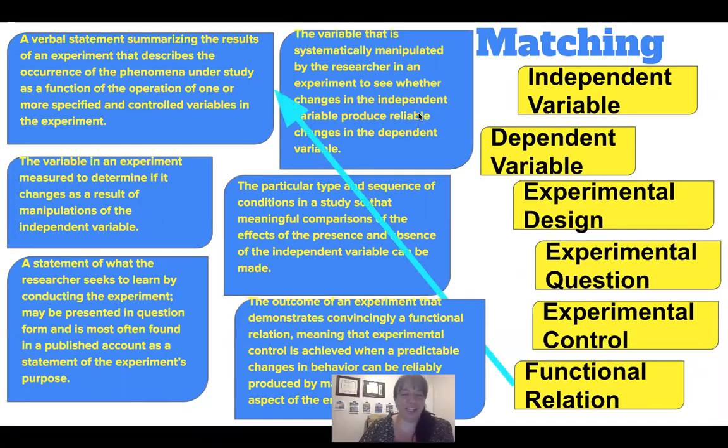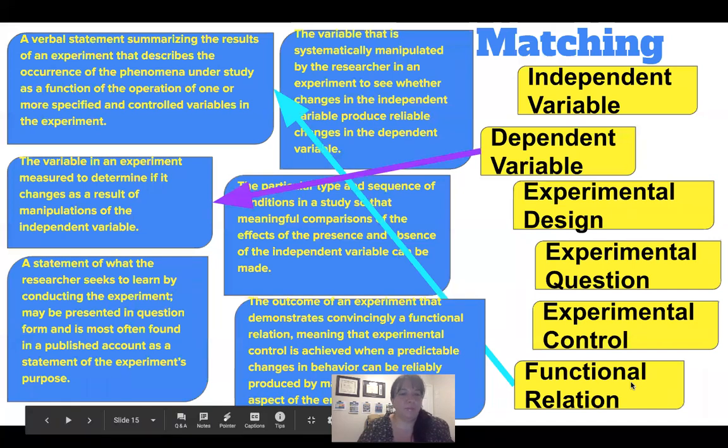Yeah, functional relation. Awesome. All right, who's going to go for the long definition, the next one, right here, under it? I'll go. The variable in an experiment measured to determine if it changes as a result of manipulations of the independent variable. All right, what is that? Dependent variable. Yes, awesome. All right, next one. This one down here.